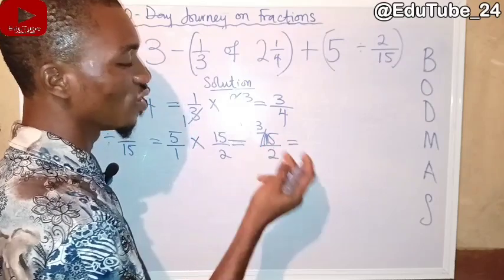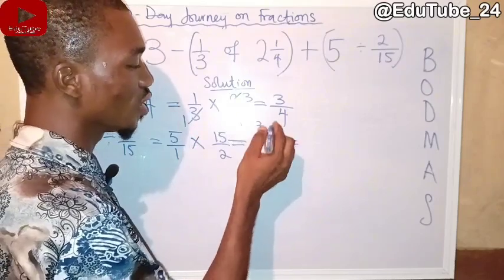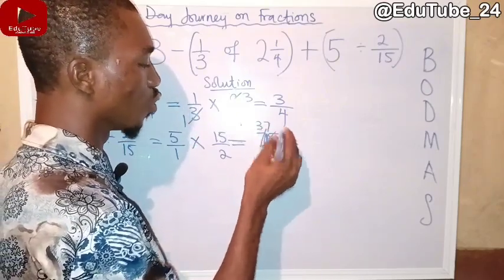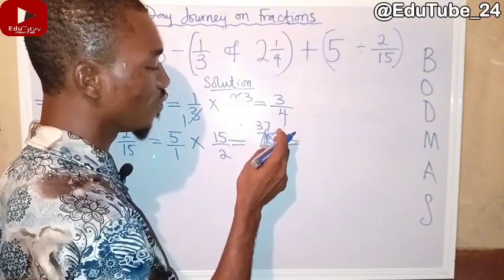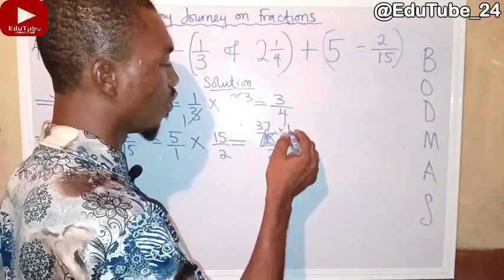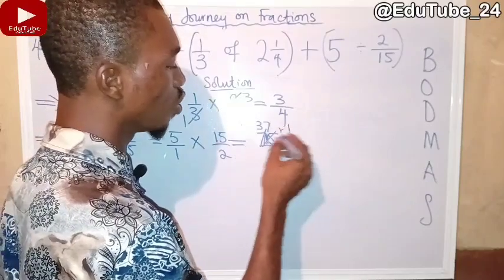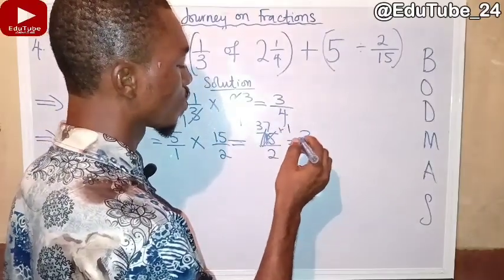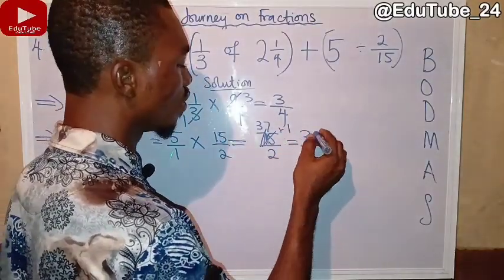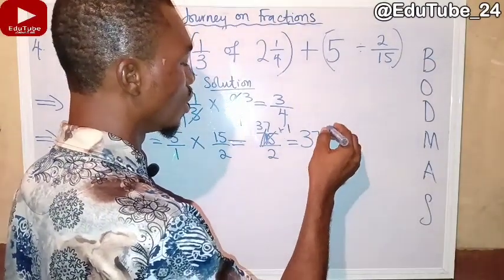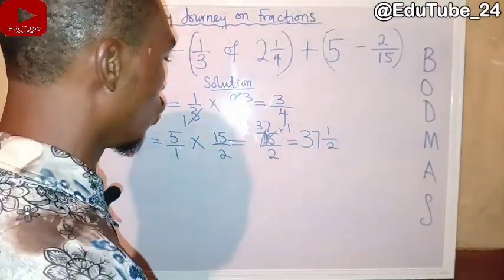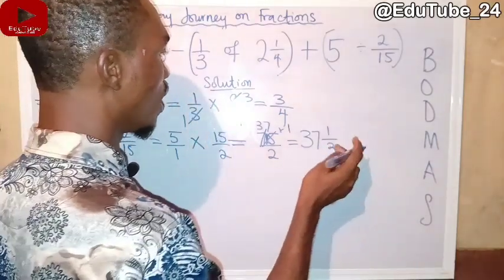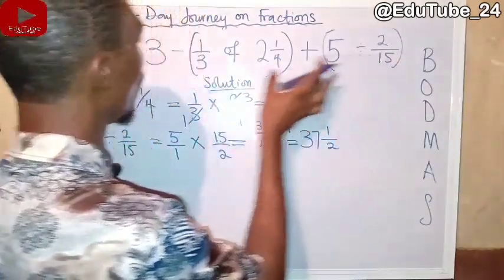So I put the 1 behind 5. So 1 and 5 gives me what? 15. So 2 in 15 will give me what? 7, because 2 times 7 is 14. So if you take away 14 from 15, there's going to be a remainder of 1. So our mixed number is going to be 37 whole number, remainder 1 over 2. Now, that is that about that. So, now that we have solved this part of the division, let's move on.